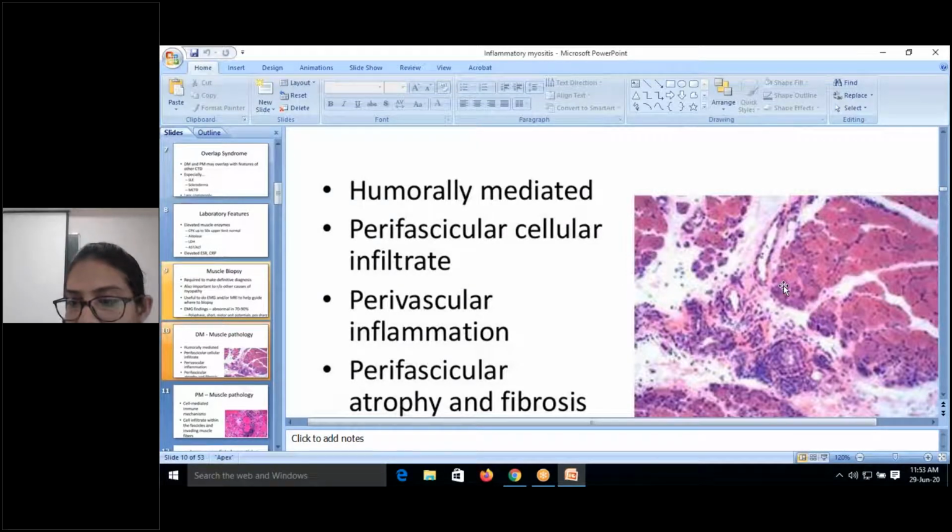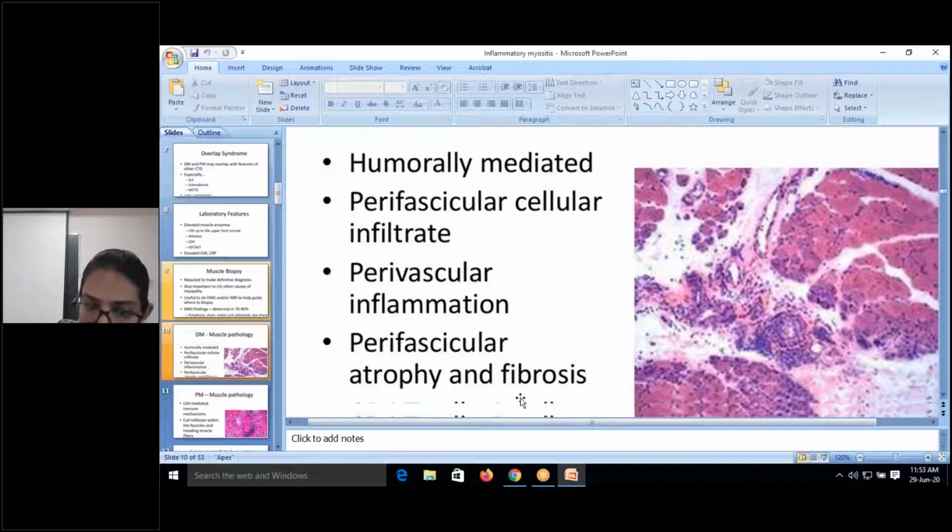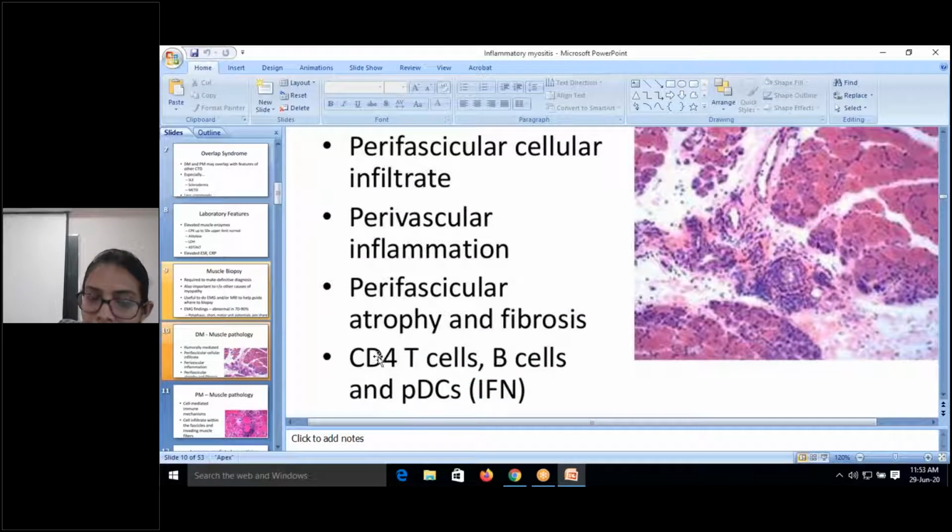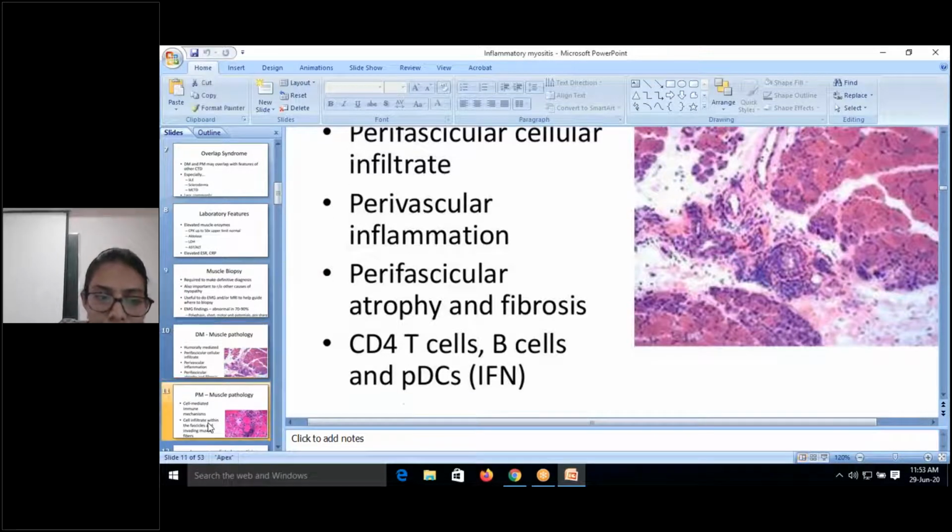Yes, ma'am. Around the fascicle you are having the infiltrates. So then it is dermatomyositis. And perivascular inflammation is also seen. Perivascular atrophy and fibrosis can be seen. And this is usually humoral mediated. So CD4 cells, B cells are seen, and interferon is produced.